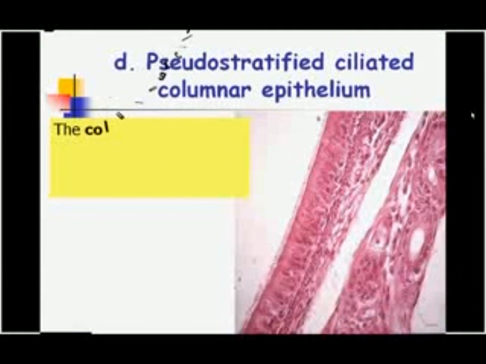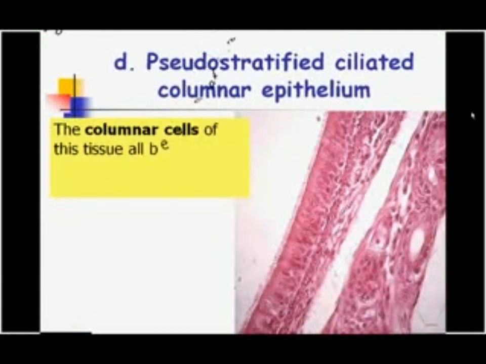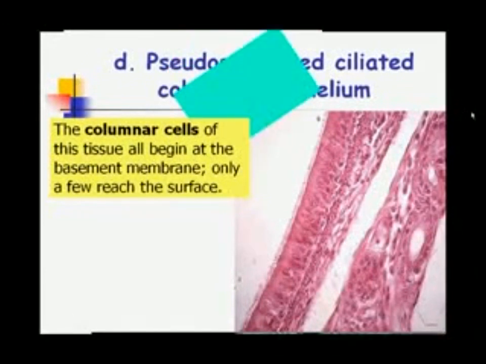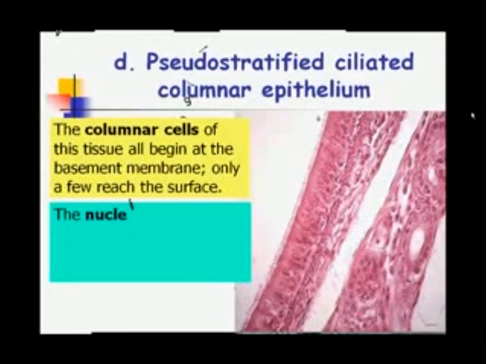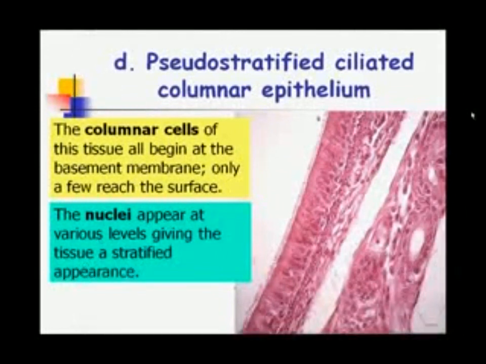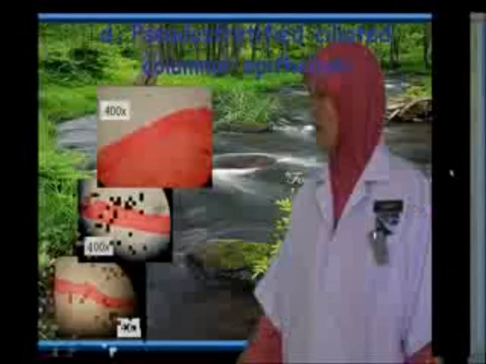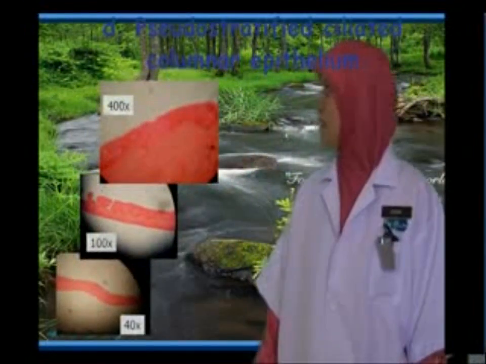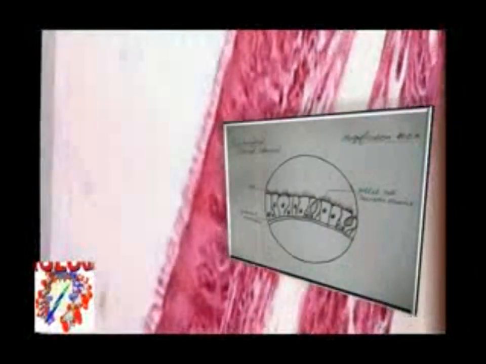Pseudo-stratified ciliated columnar epithelium. The columnar cells of this tissue all begin at the basement membrane. Only a few reach the surface. The nuclei appear at various levels, giving the tissue a stratified appearance. The cilia are easily seen. 40 times, 100 times, 400 times.